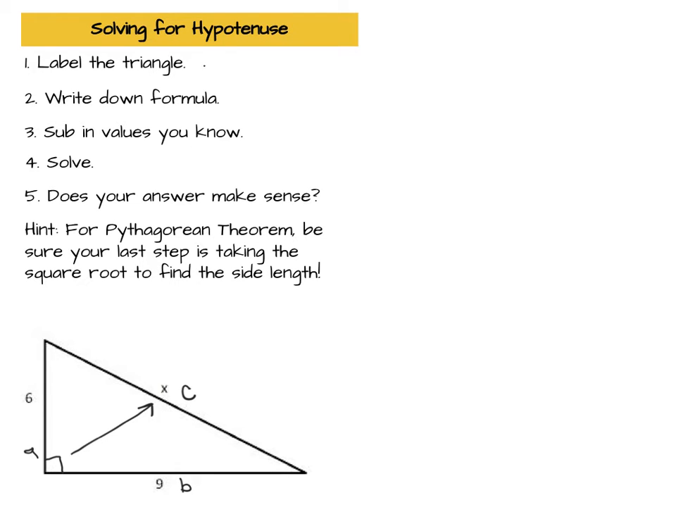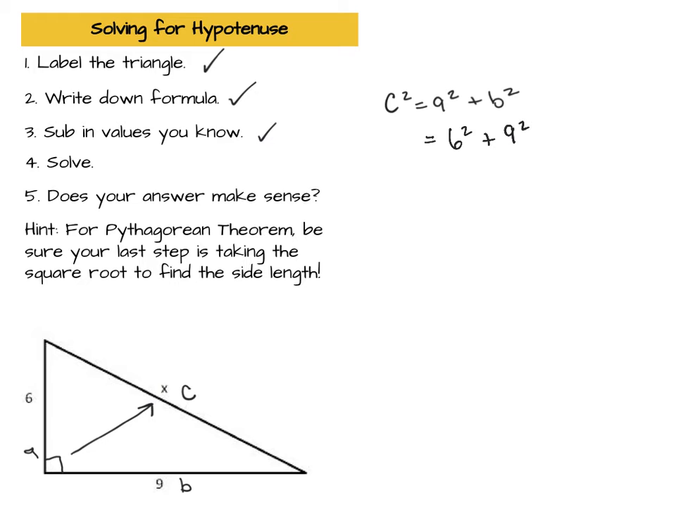Once we have the triangle labeled, the next thing we want to do is write down the formula. C squared is equal to A squared plus B squared. So we've done that. Next, you want to sub in the values we know, and we know that A is equal to 6 and B is equal to 9.